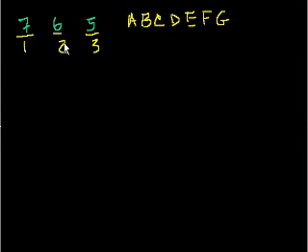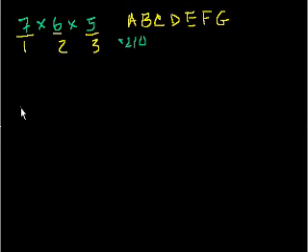So the total number of possibilities in this case is 7 times 6 times 5. And what is that? 6 times 5 is 30. 30 times 7 equals 210. There are 210 possibilities. That's a lot of possibilities. Let's do a slightly smaller example.